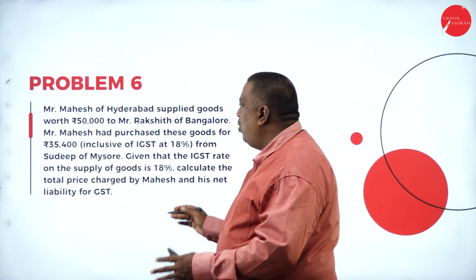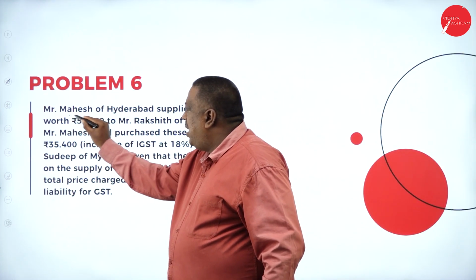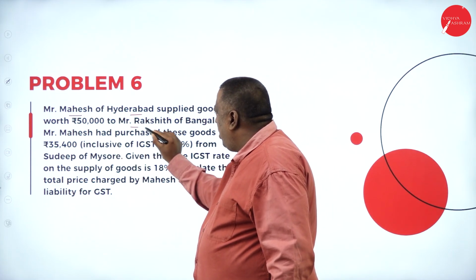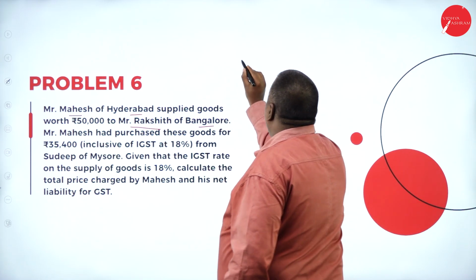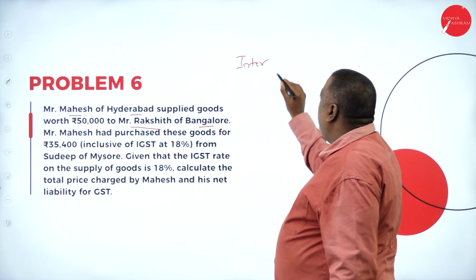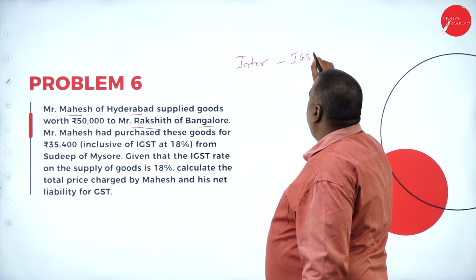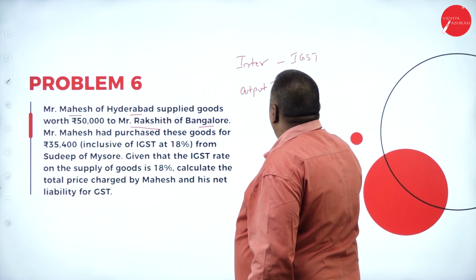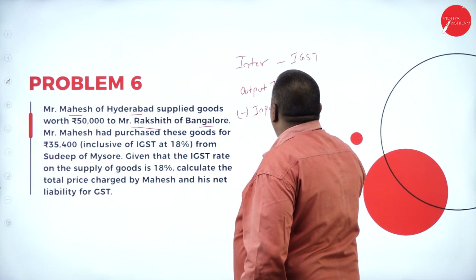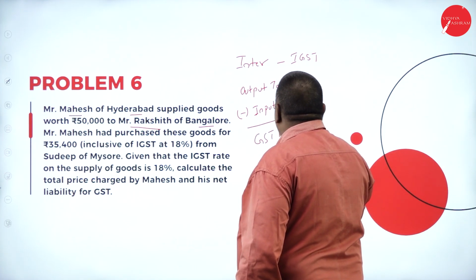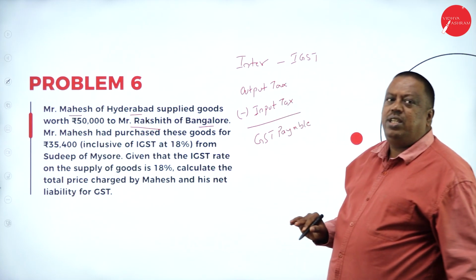Similar concept, we have taken one more problem here, where I'm Mr. Mahesh from Hyderabad, selling goods to Mr. Rakshit of Bangalore. That is nothing but intra. Right? No, it is inter. Inter means IGST. Right? What is the output tax I'm collecting? Output tax minus input tax is the GST payable.